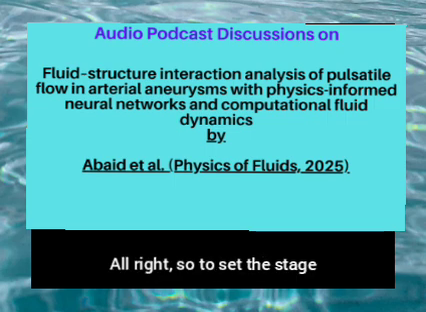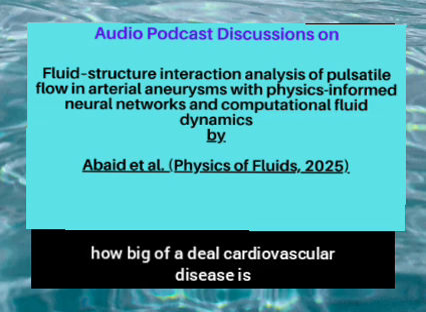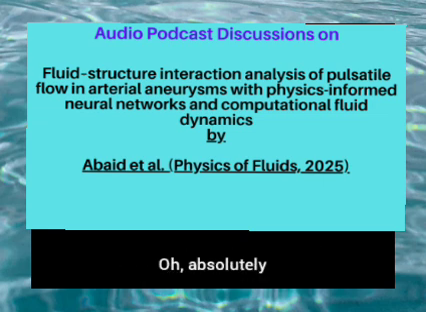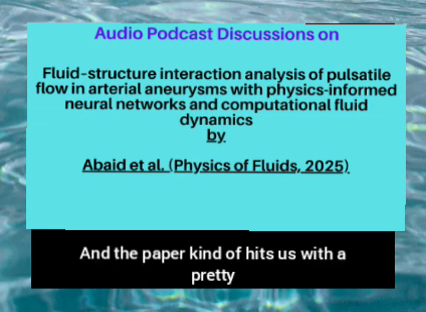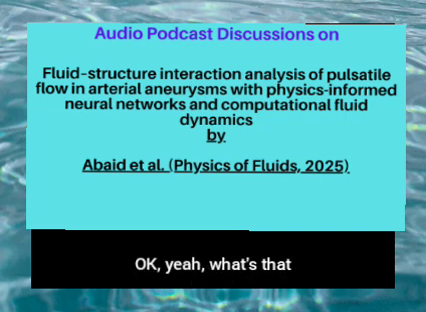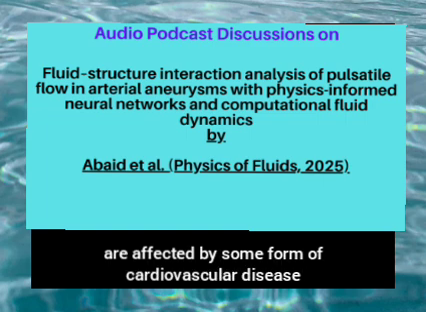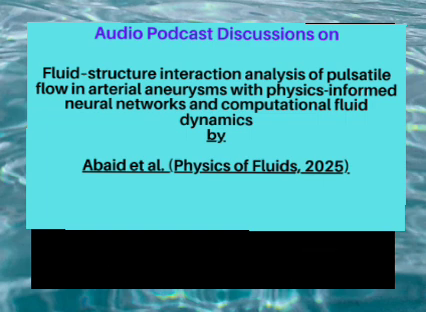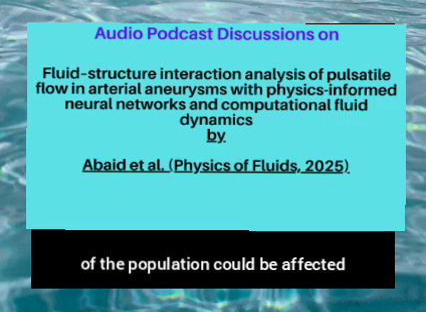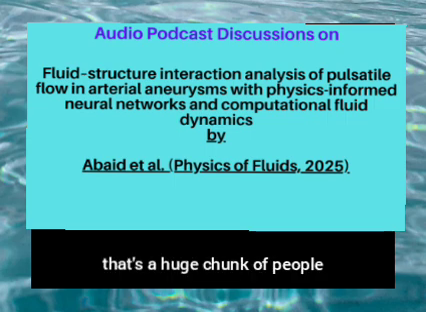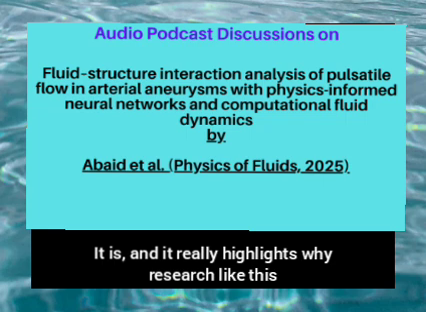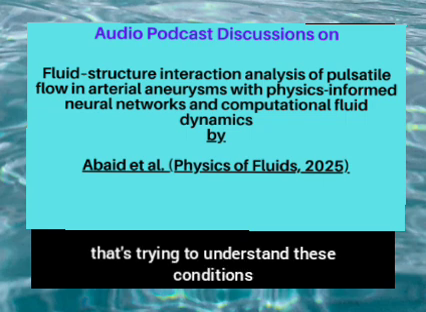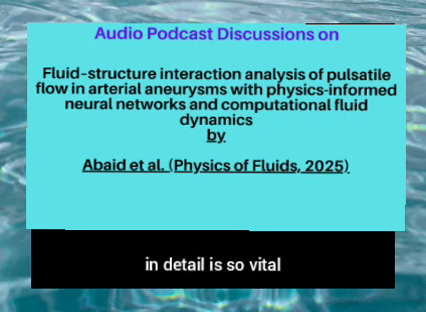Yeah, absolutely. All right. So to set the stage, we kind of have to acknowledge just how big of a deal cardiovascular disease is. Oh, absolutely. And the paper hits us with a pretty alarming statistic right up front. It says that over 92 million adults in the U.S. are affected by some form of cardiovascular disease. And get this, they're projecting that by 2030, almost 44% of the population could be affected. Wow. That's a huge chunk of people.